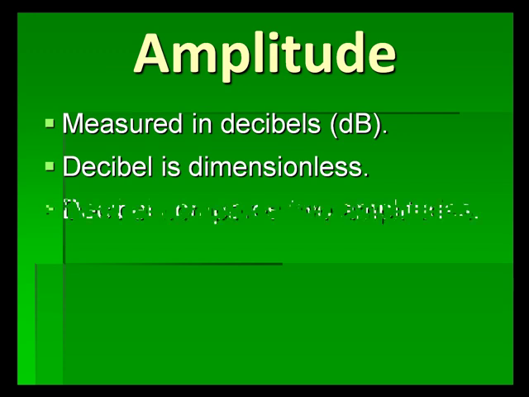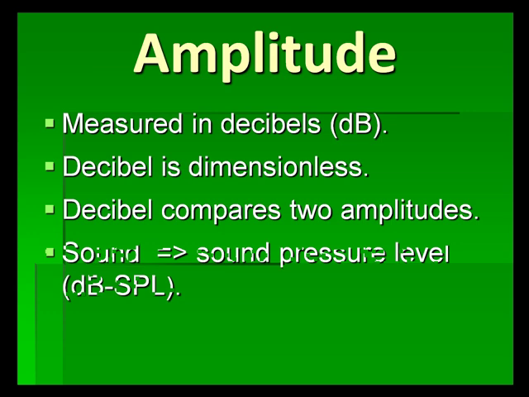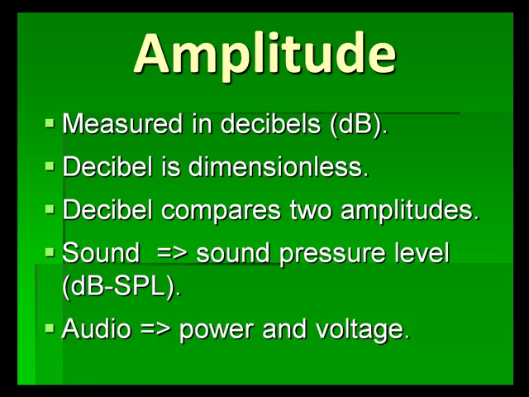Decibels compare two amplitudes. If we're talking about sound, we're measuring sound pressure level in decibels. We're comparing the level of one sound to a reference level of sound. When the audio becomes an electrical signal, we still measure the amplitudes in decibels, but this time our reference is power, or more commonly, voltage.